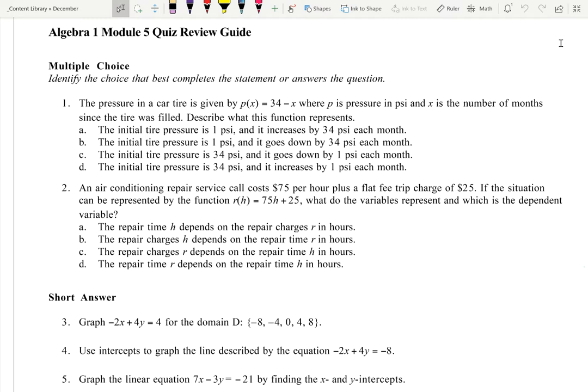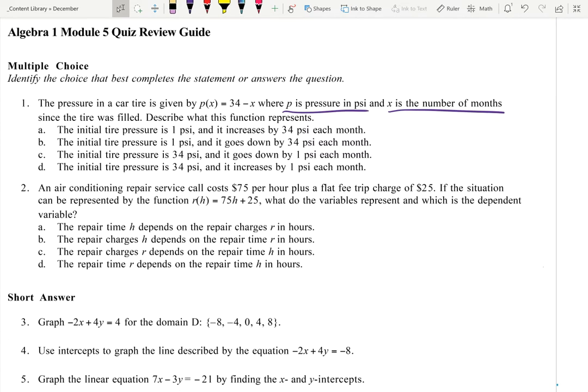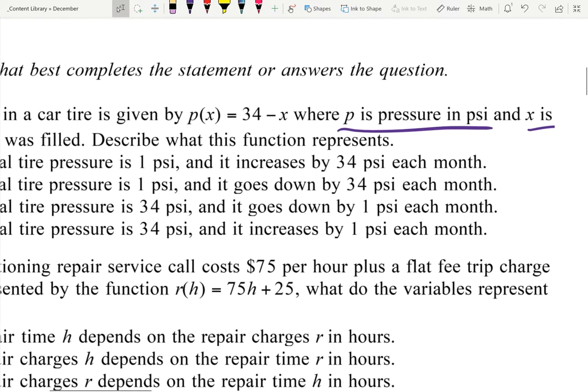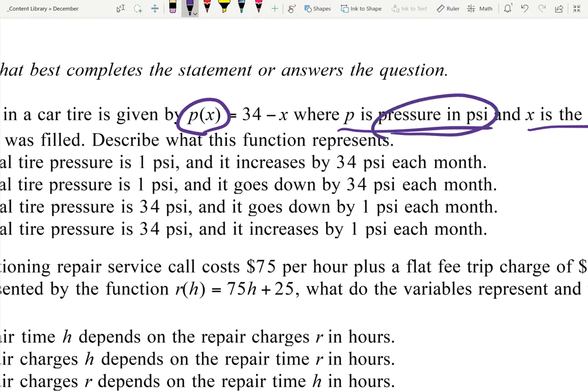Number 1, the pressure in a car tire is given by the equation P of X equals 34 minus X, where P is the pressure in PSI, X is the number of months since the tire was filled. Describe what this function represents. So let's zoom in really close to this function. Remember, P of X, P represents the pressure in the tire, pressure in PSI. X represents the number of months since the tire was filled.